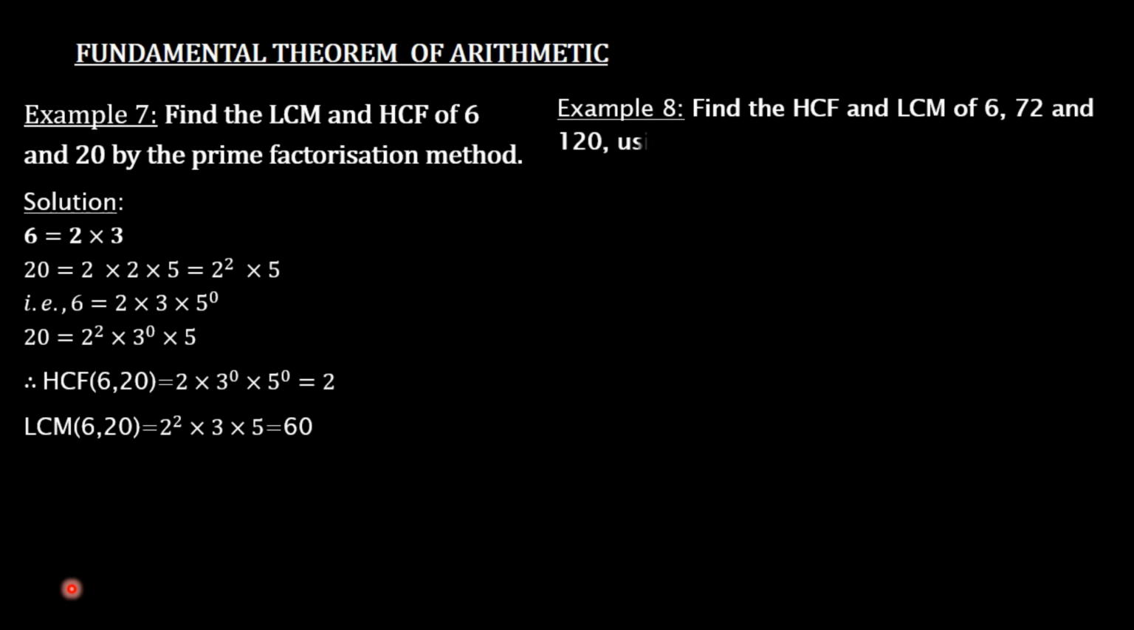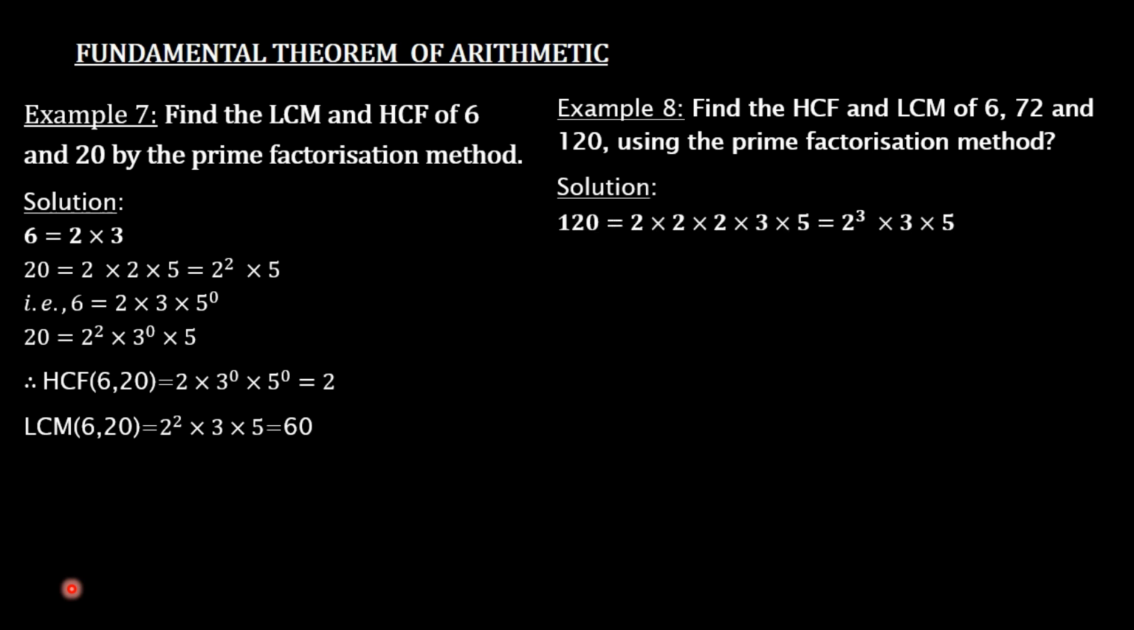Find the HCF and LCM of 6, 72 and 120 using the prime factorization method. So, we have to find the LCM and HCF of 3 numbers here. Okay. So, what is 120? That is 40 into 3. What is 40? 8 into 5. That is 2 into 2 into 2, 2 cube. So 8 into 5 and our 3.